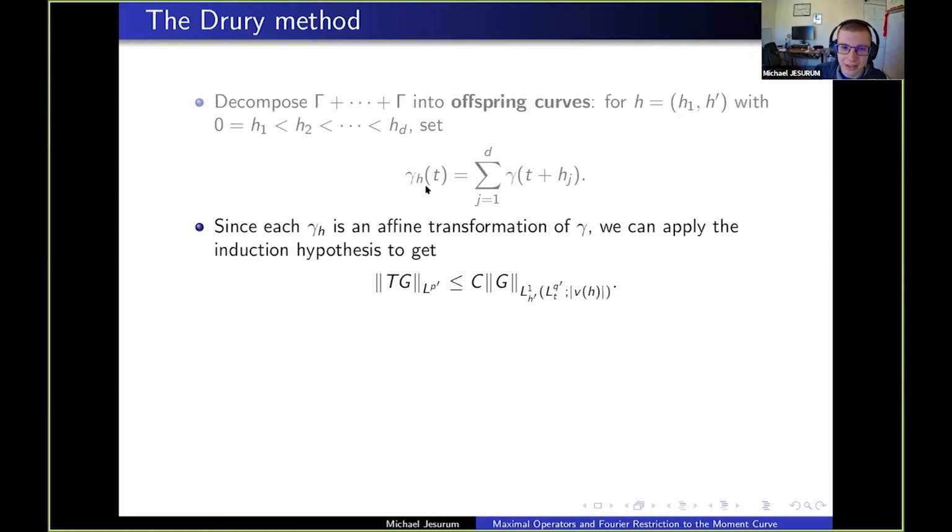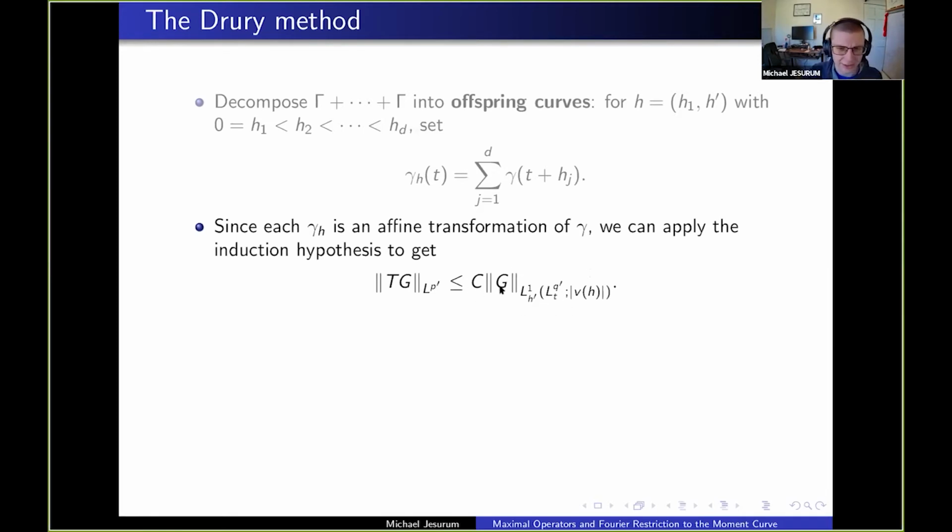So with all of these offspring curves, each of them looks just like the original curve. It's an affine transformation of the original curve. So you can apply the induction hypothesis. And there's some notation hidden here. This v of h turns out to be the Vandermonde. That's just some change of variables stuff that's going on. But what we get is that Tg in LP prime is bounded if we look at G integrating first on the inside in T, and then on the outside integrating all of these offspring curves together in L1, we get this sort of bound.